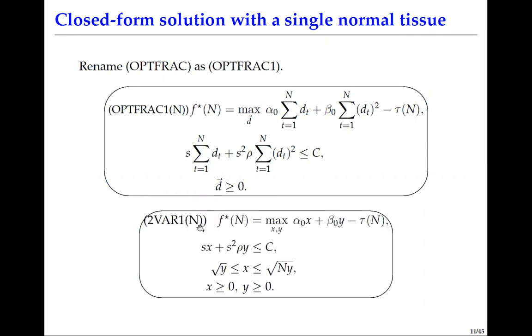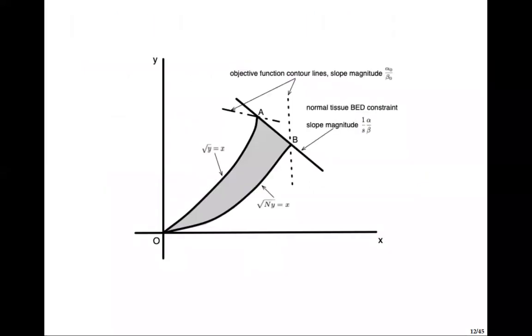And of course, using the same idea as I was describing earlier, this problem is equivalent to this problem. So I replaced the sum of doses with an x and the sum of square of doses with y. I did include this particular constraint, and that's what gave me this problem. So when one normal tissue is there, there is only this one constraint for that normal tissue. And then I'm going to actually show a picture that describes the situation in this two variable problem.